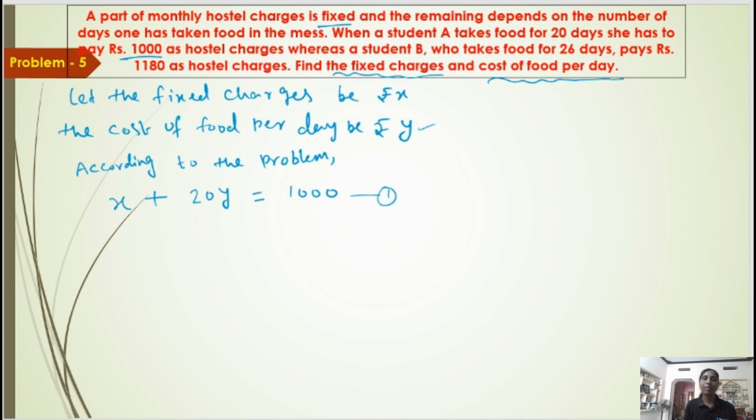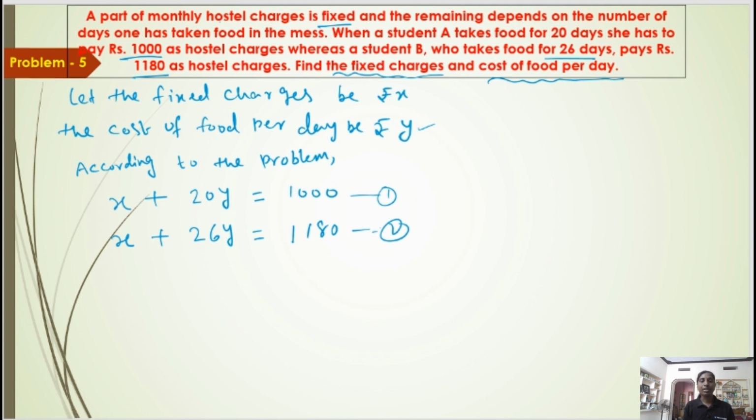Now we have to form another equation. Student B, who takes food for 26 days, pays rupees 1180. It means it is the sum of the fixed charge and the cost of food she has taken. So the fixed charge is x rupees, plus B takes food for 26 days, so the cost of food is 26y rupees. The total amount is 1180 rupees. This is equation number 2.